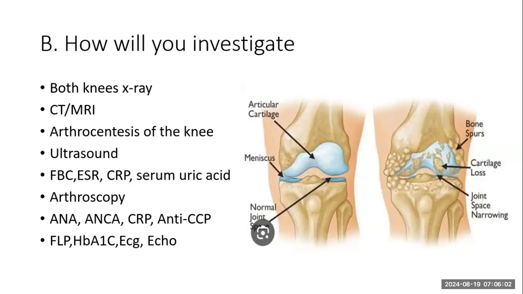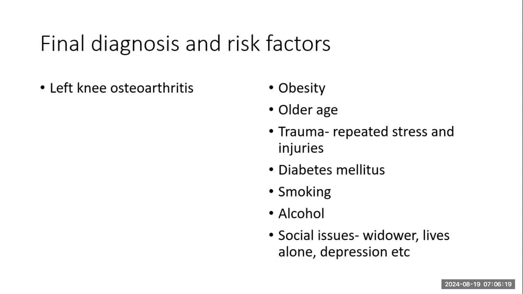Then, if there is failure of medical treatment, you can do an arthroscopy. You can also do ANA, CRP, CCP, and so on, looking at the comorbidities these patients have. All these other tests will also come into play to be able to give holistic care to the patient. So what's my final diagnosis? This patient has left knee osteoarthritis, but it's likely that even in the right knee there's something going on, because it may have a form of secondary osteoarthritis there.